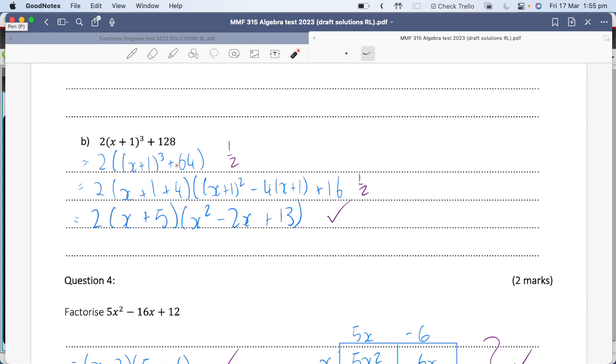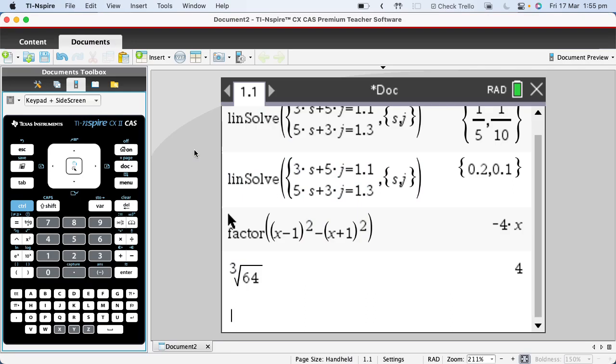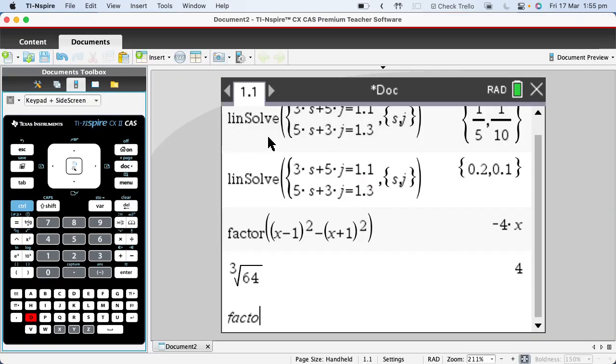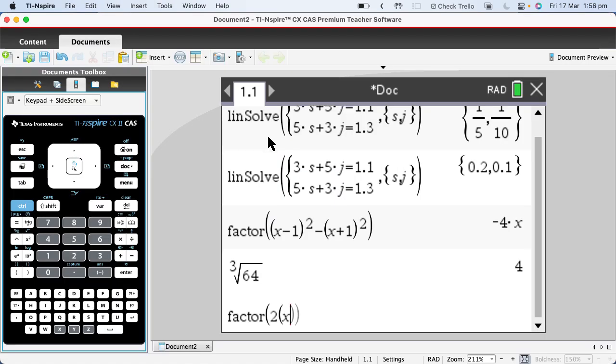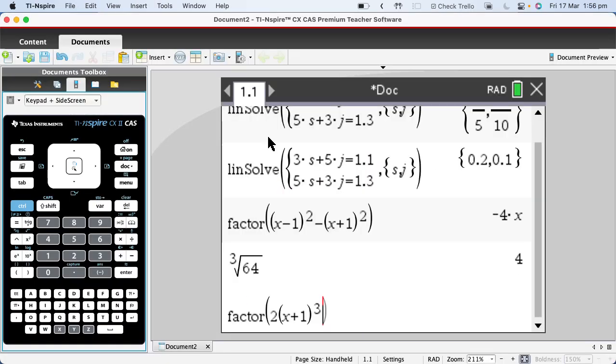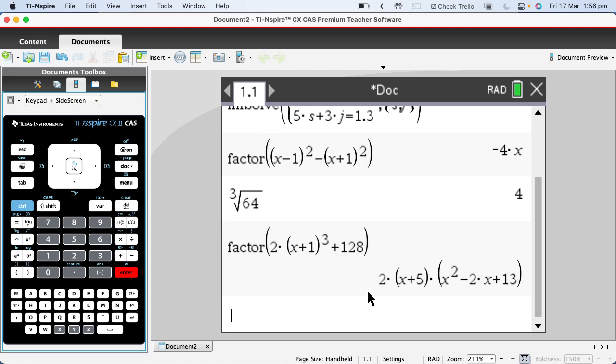So yeah, you make life difficult for yourself if you don't know the basics, and you make life difficult for yourself if you're not using your calculator. Again, I could have put that in. I could have gone factor. I don't know how good this will give it to me. Actually, 2 outside of (x plus 1) cubed plus 128. Hopefully it'll give me the right thing. Doesn't always. It did. 2 times (x plus 5) times (x squared minus 2x plus 13). That is the correct answer.